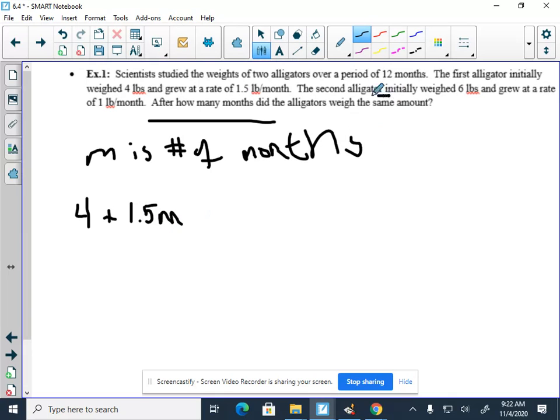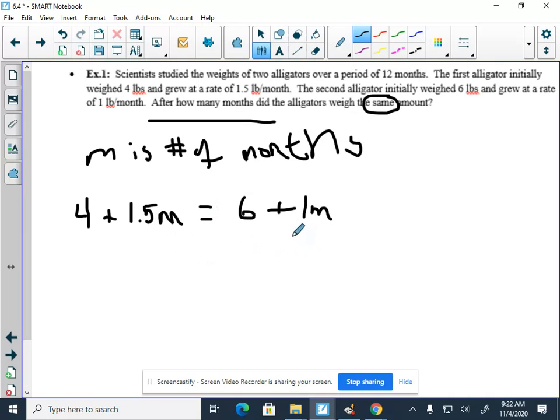Now, since it says, at what point did they weigh the same? That's saying, at what point are they equal? That's what the same means. So, at what point does it equal the other one? The other one was initially 6 pounds, and it grew, so it added 1 pound for every month. So now we have an equation that we can solve. It's only got one variable. M is the number of months.